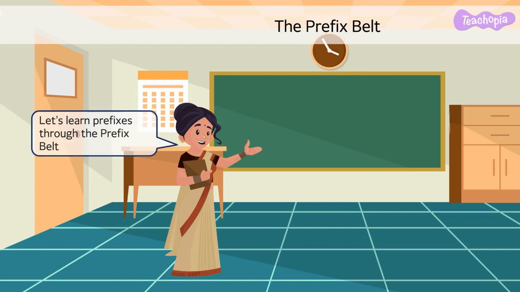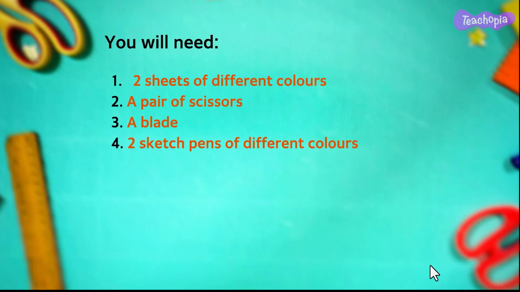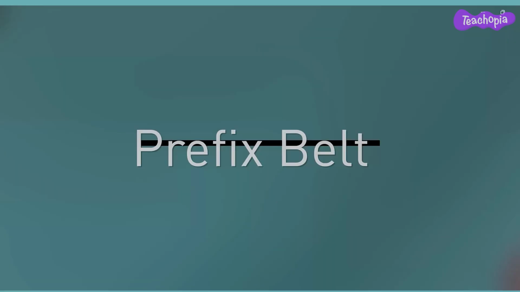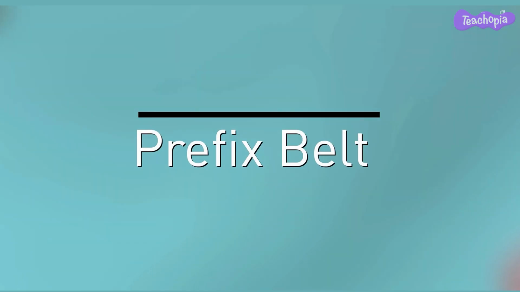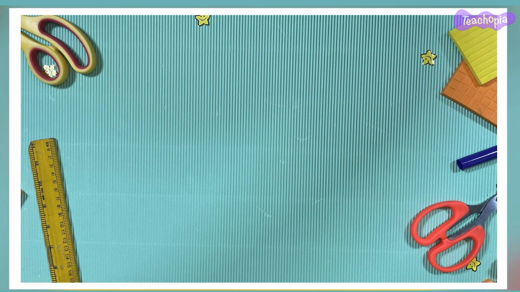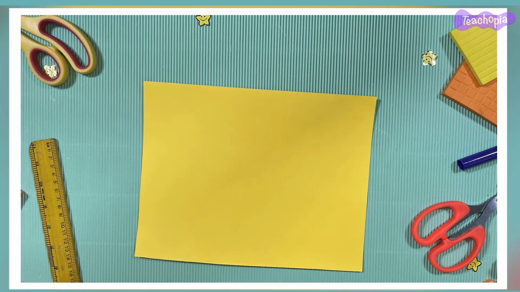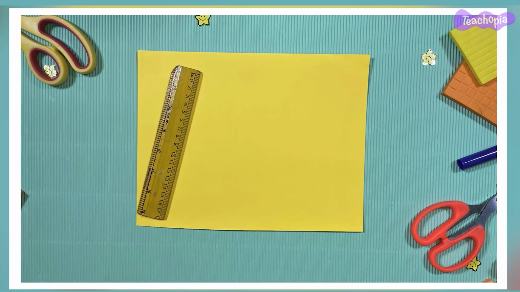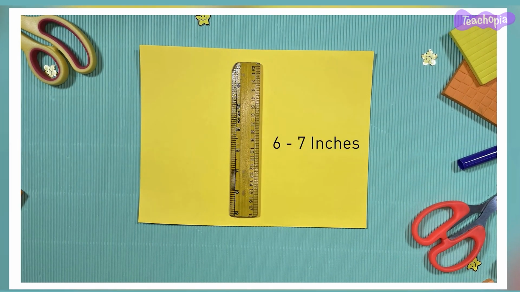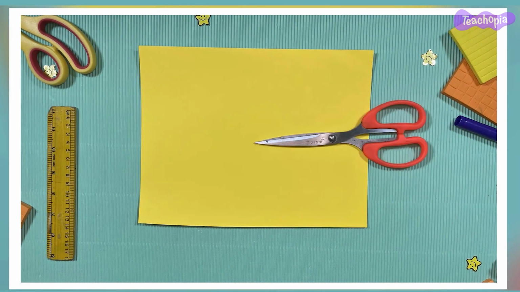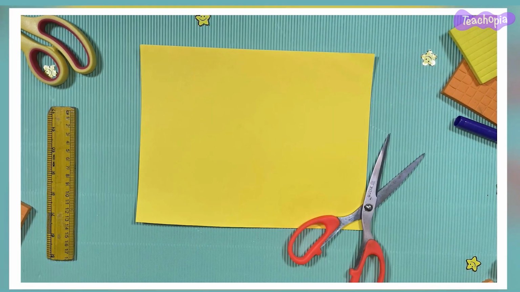Let's learn prefixes through the prefix belt. Let's learn how to make it. To make a prefix belt, you will need 2 sketch pens of different colors and a ruler. Let's create a prefix belt. First, take a colored sheet to make the first strip. Ensure the thickness of the strip is about 6 to 7 inches before you cut. Cut the strip and keep it aside.